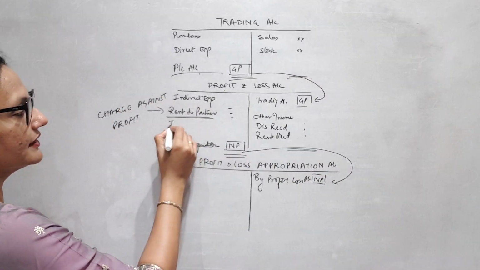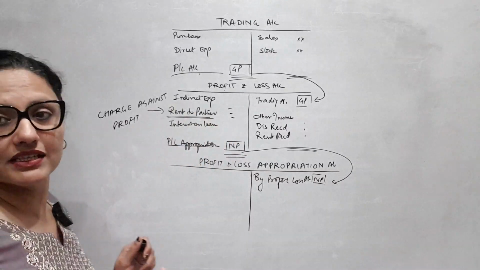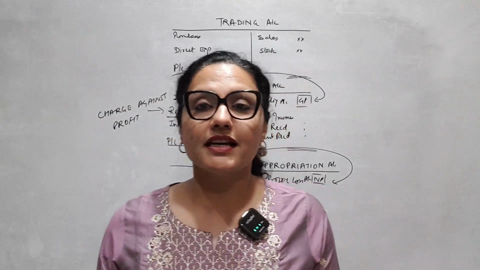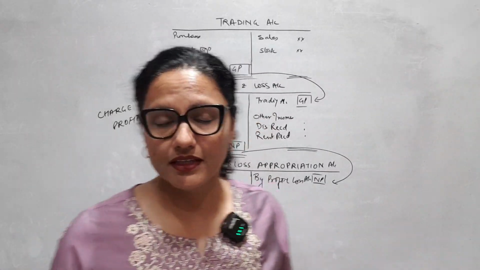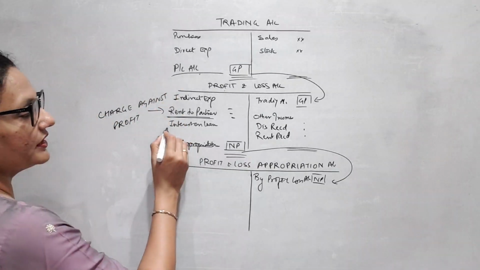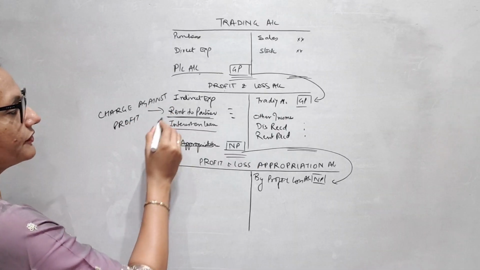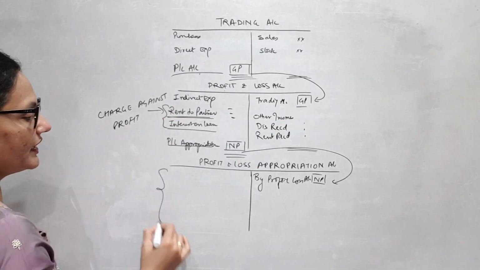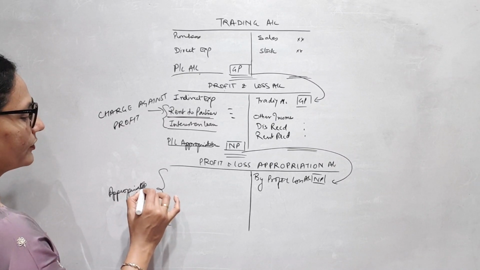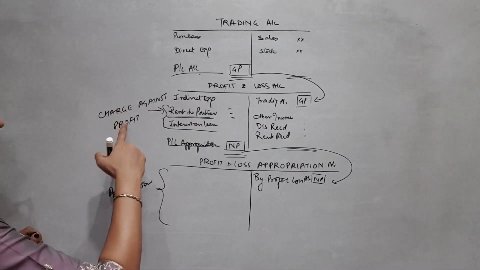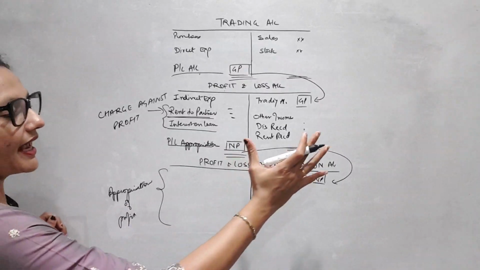One more important thing is interest on loan, as we were discussing in the previous class. If a partner has advanced a loan to the firm, the partner will get interest from the firm. That interest is an expense for the firm, and will be debited to profit and loss account, not PL appropriation. So this is the difference between a charge and appropriations of profit.